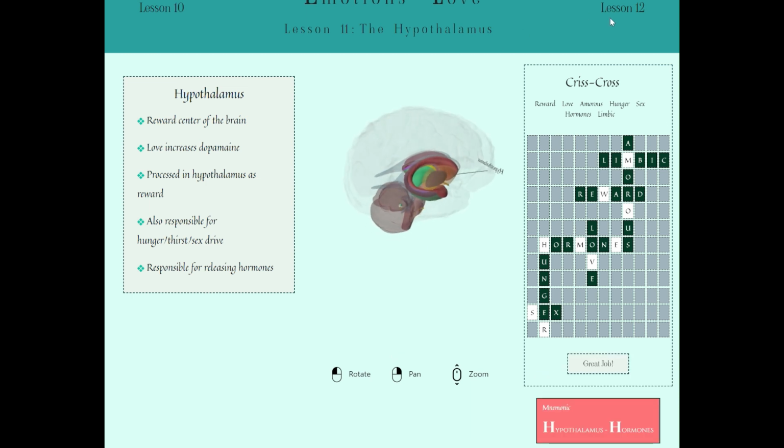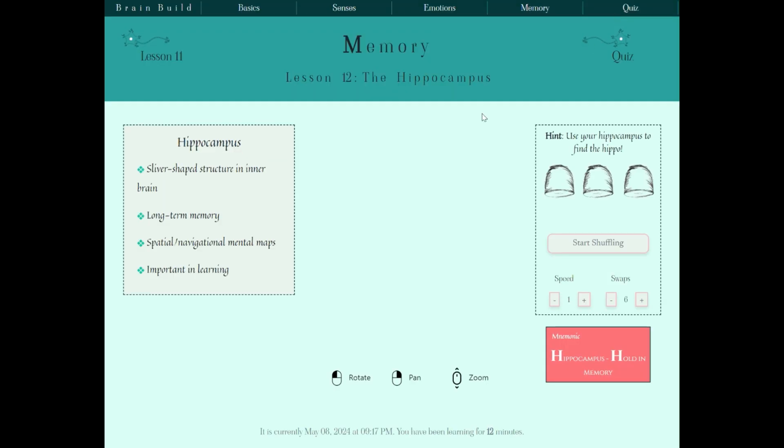Great job. Okay. Lesson 12, memory, the hippocampus, sliver-shaped structure in the inner brain. Long-term memory, spatial navigational mental maps, important in learning. Hint, use your hippocampus to find the hippo.